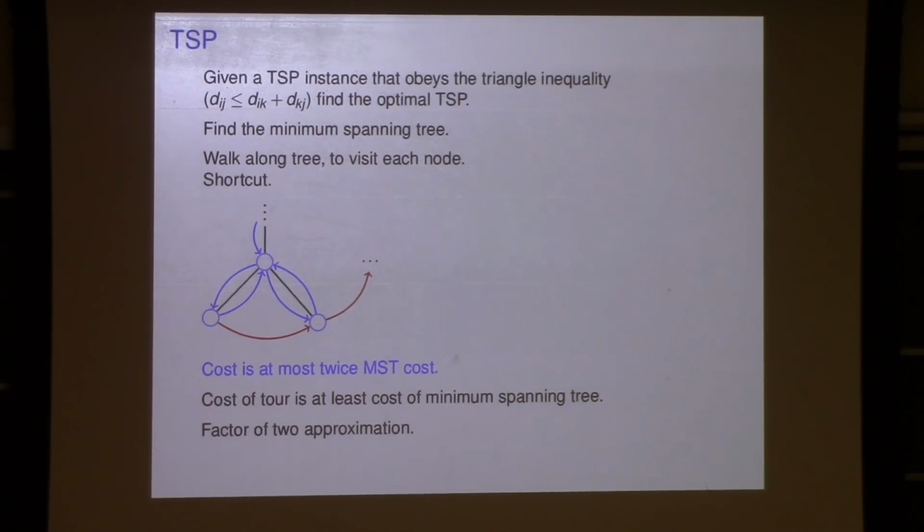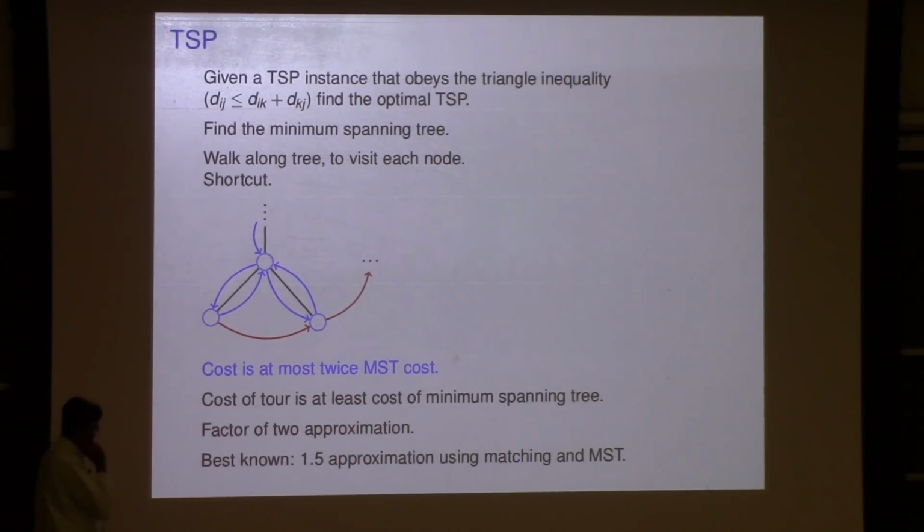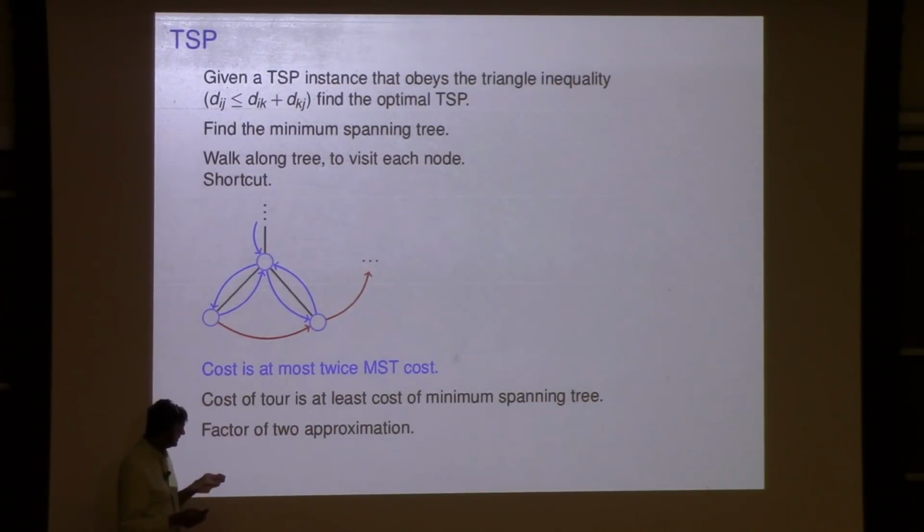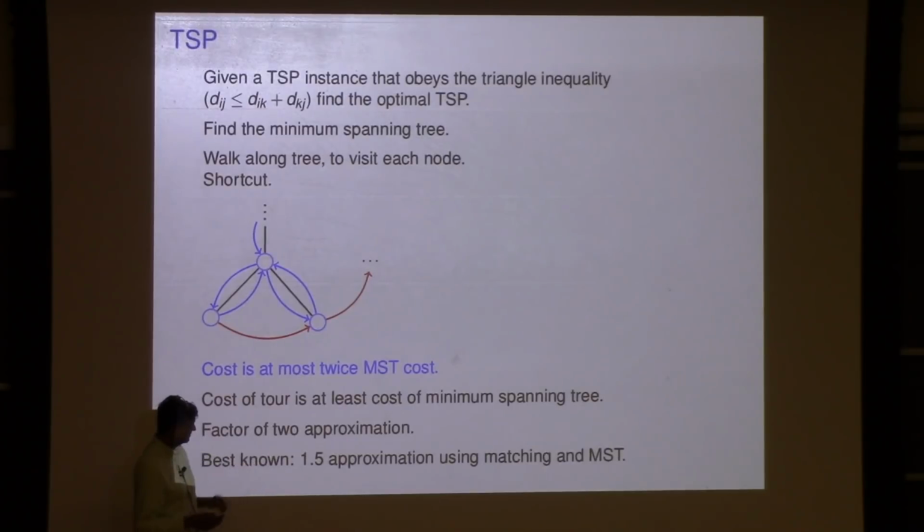So this is a factor of 2 approximation. The best known is 1.5. It's called the Christofides algorithm. A famous Turing Award winner conjectured, after seeing this algorithm and how simple it is and how central these problems are, that a factor of 2 approximation was the best possible. The next year, somebody did better. So, this is very nice.